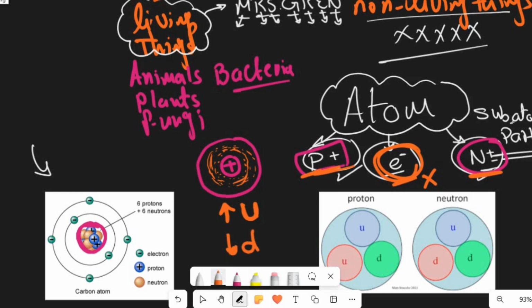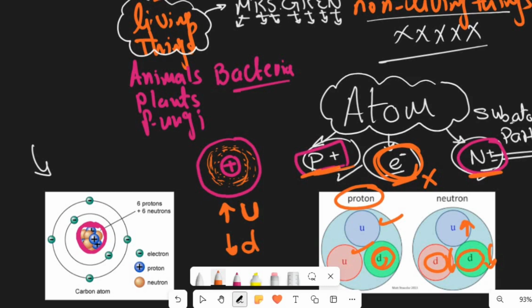And you have to know that a proton is made of two up quarks and one down quark. But neutrons are made of two down quarks and one up quark. This is the difference between protons and neutrons.